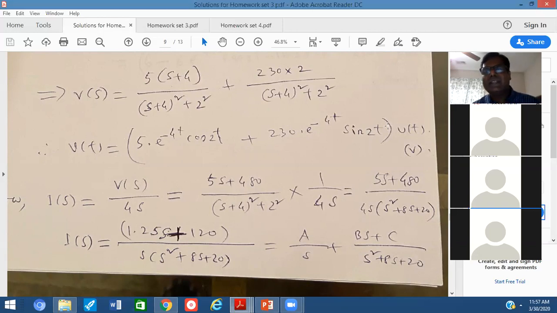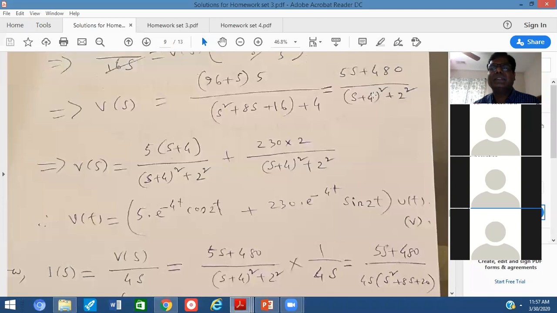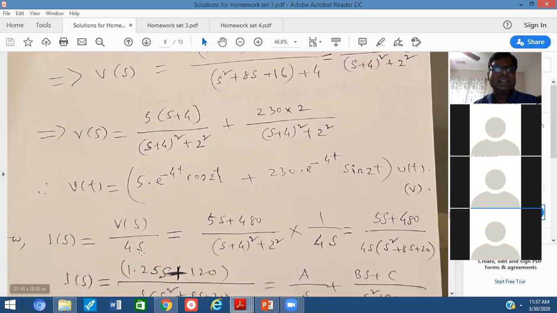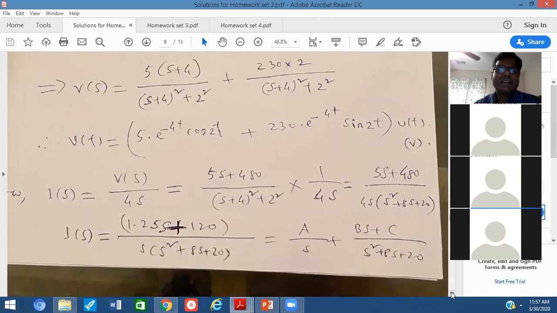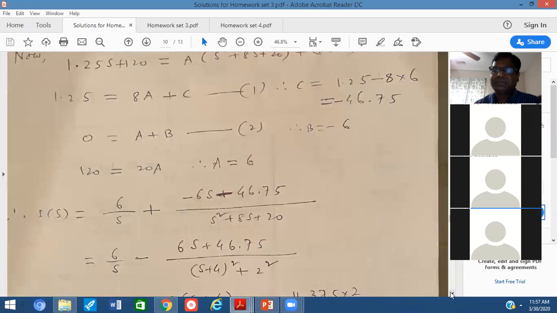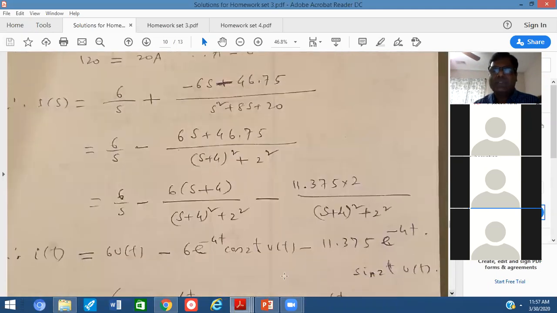That's why you got VT, this is fine. So you have the VS expression, for example, this line, you have the VS this one. To get the current, you just divide by the respective reactance. So like that I did. So IS is VS over 4s. So I'm fully going the Laplace method, and I got this result. So almost everybody made a mistake on this one.